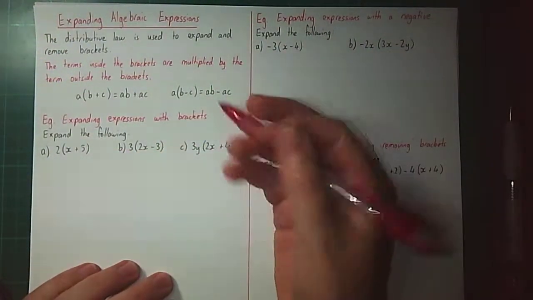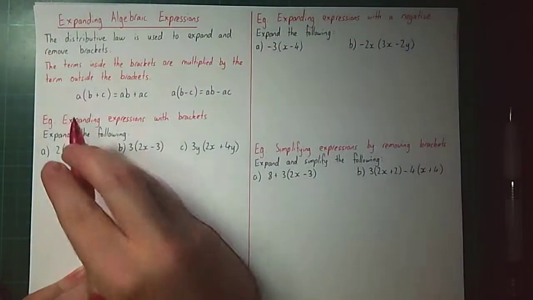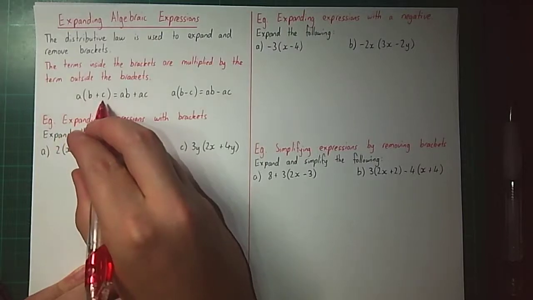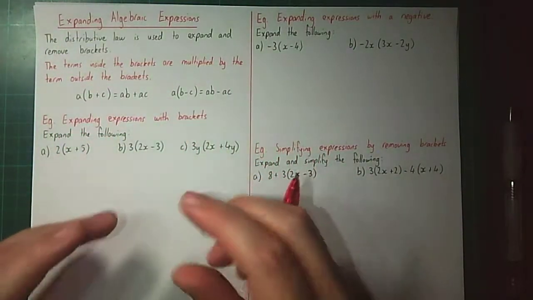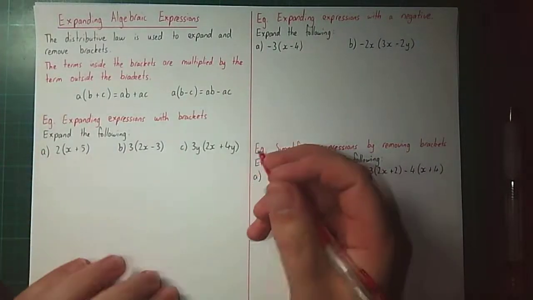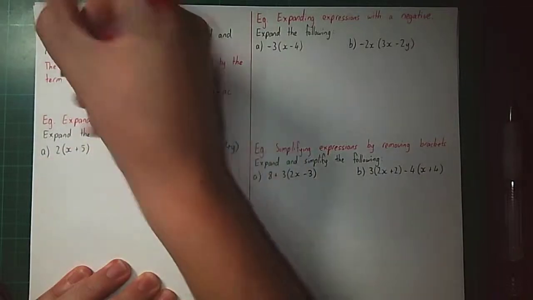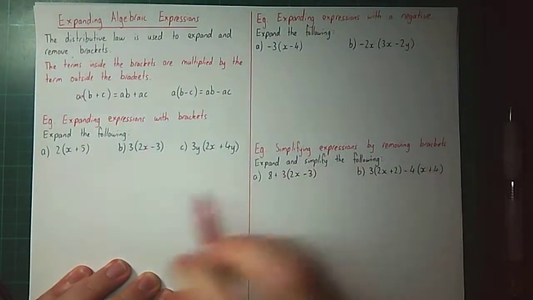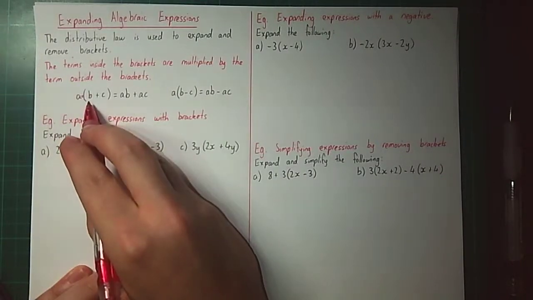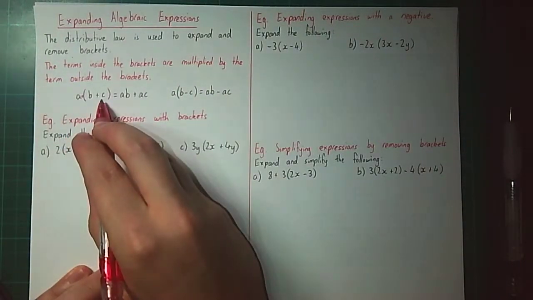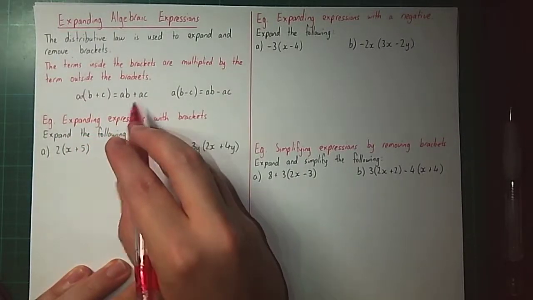The way I like to explain this is using the idea of rainbows. So we've got A outside of B plus C. Now we know that whenever we've got two letters next to each other, they're being multiplied. Well, it's the same case with a letter and something with brackets. There's still a multiply here, but it's not A times B plus C. It's A times B plus A times C. And we can see that here. This is equal to AB plus AC.